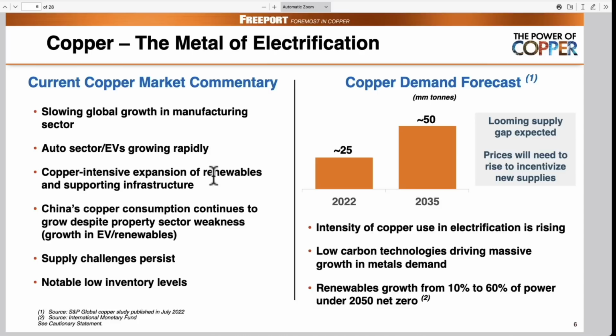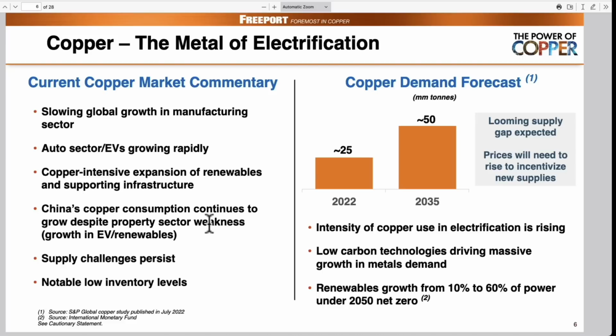Copper-intensive expansion of renewables and supporting infrastructure. The problem we're seeing here is you're getting infrastructure projects that are being canceled. I think there's three notable ones. They were all wind power ones being canceled because the costs were simply just too high at this point in time. So the costs are beginning to work against investment in infrastructure.